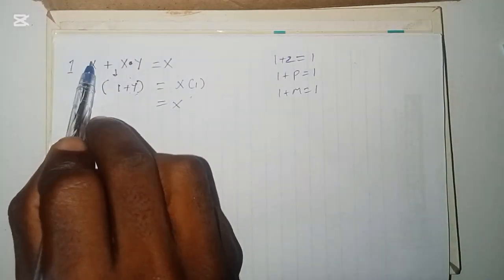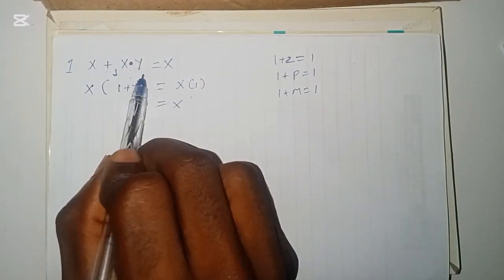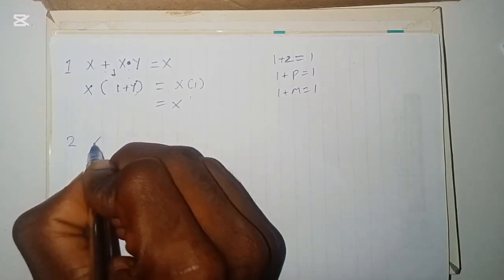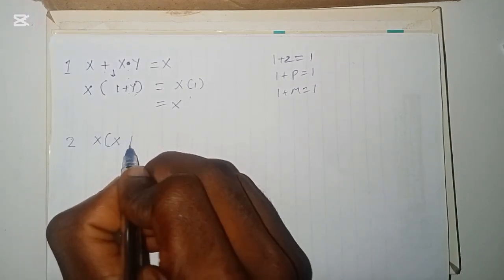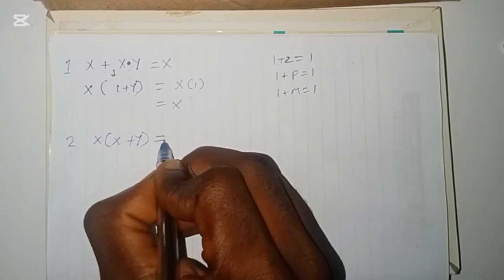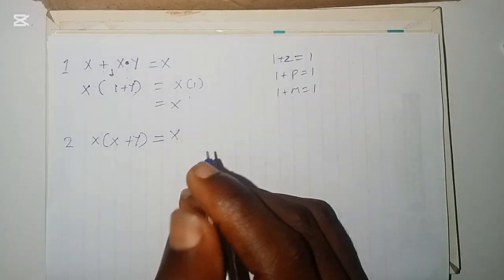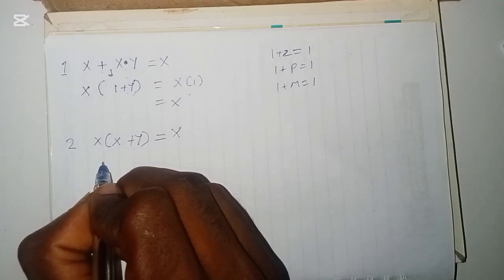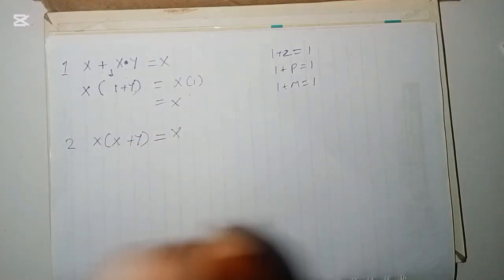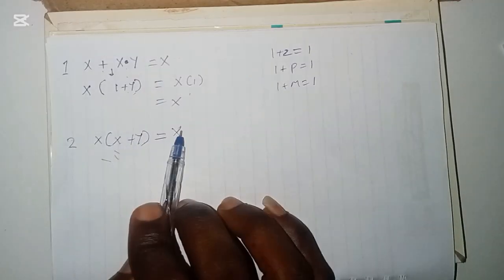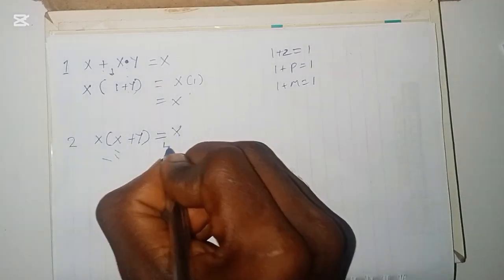That's why x plus x and y is equal to x. Second one, x into x plus y is equal to x. So very simple, we expand. Sorry, I've not been mentioning this: we take the left hand side. It is the left hand side we're proving to get the right hand side. So we take the left hand side.